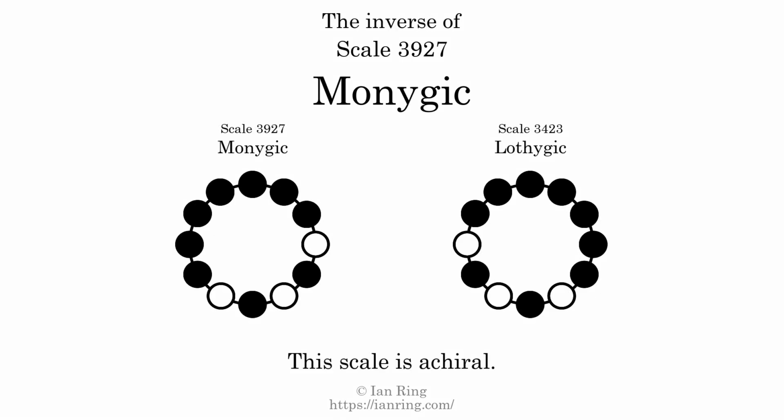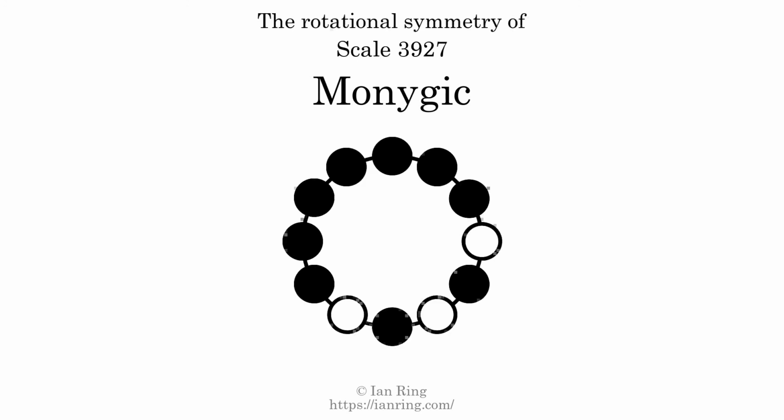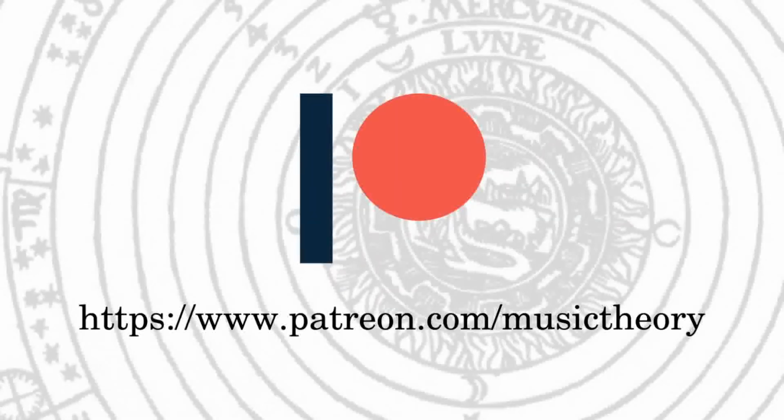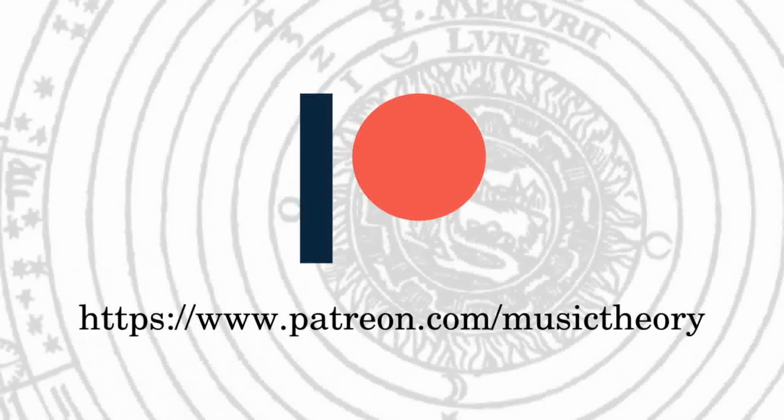The inverse of a scale is a mirror image. It is what you get when the sequence of intervals is reversed. The inverse of this scale is scale 3423, also known as lethargic. This scale is achiral, since it can transform into its own reflection by a rotational transformation. This scale has no rotational symmetry. For even more detail about this scale, visit ianring.com/musictheory/scales/3927.